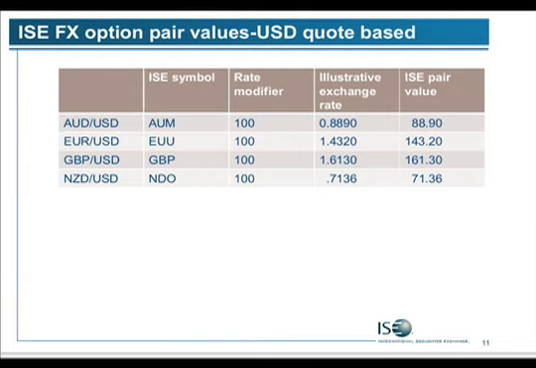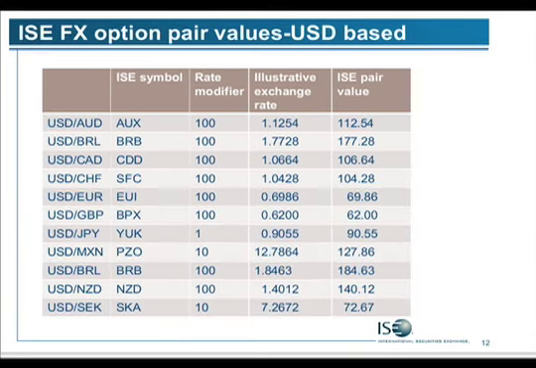ISE FX option pair values, dollar-based. How do we get those numbers? Well, we take the exchange rate, we multiply it by 100, and come up with the ISE pair values for illustrative purposes right here. Now, with the dollar as the base currency, we did the same thing.